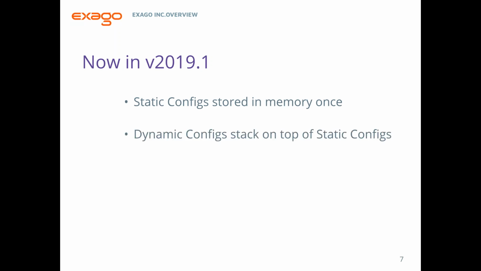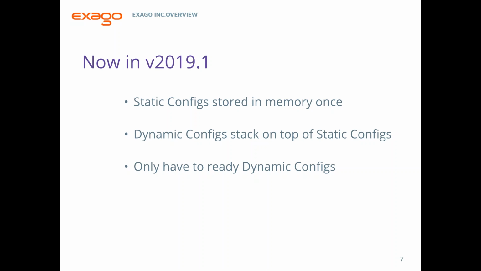Great. So now in 2019.1, I've already sort of explained this, but to go into exact detail here, what happens is these static config files are going to be stored in memory once as Exago starts, so as your server loads Exago. And then the dynamic config files are what get loaded during callbacks, and those stack up on top of the static configs. Of course, you still have your ability to use the API changes, but we only have to do reads for server-side callbacks against these much smaller dynamic config files. So again, this is a performance-minded process.